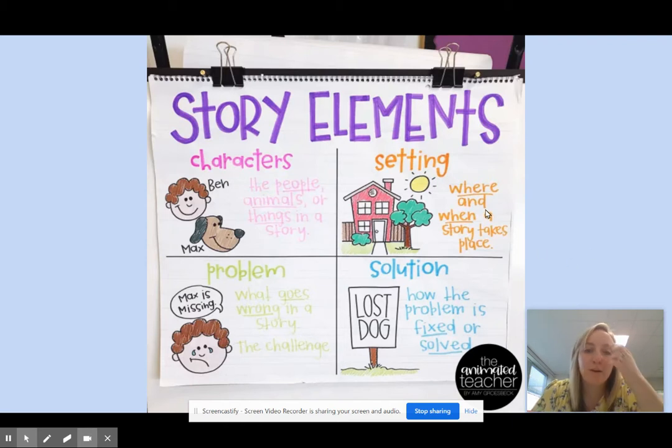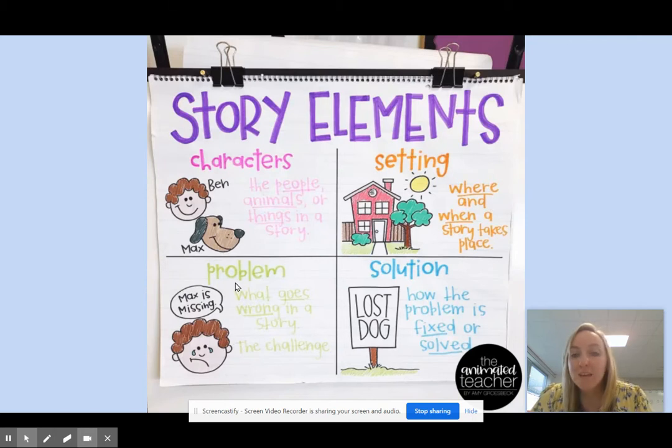The next one we're going to be talking about is the setting. Where and when does a story take place? A story can take place in a forest or in a house, and it can be at different times of the day. Maybe it's specific and it'll say lunchtime, or maybe it'll be specific about a season and it'll be during the winter. So those are the settings. Setting is not only where the story takes place, but when the story takes place.